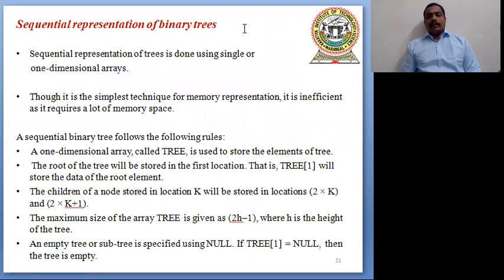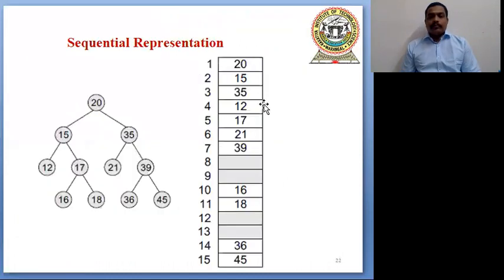Sequential representation of binary tree. Sequential means, as we know, an array is used to represent it. So here a one-dimensional array is used for representing the sequential order. Based on this diagram, this is the first node, in the first position. Then level 1, these are the child nodes, left first and then right second. So 20, 15, 35. Next level 2: 12, 17, 21, 39. Sequentially, it is arranged.